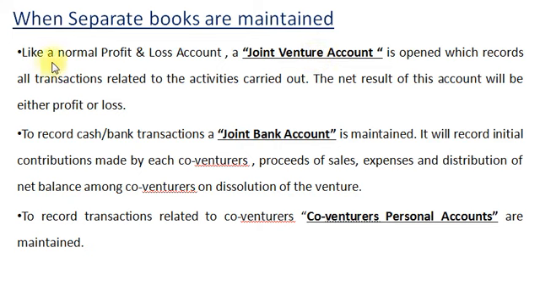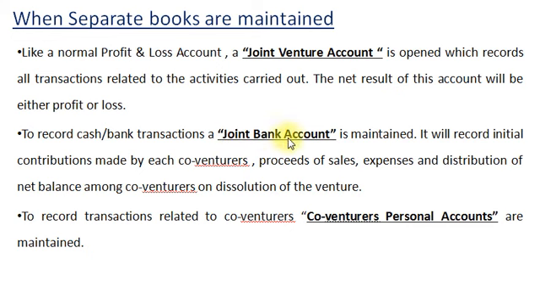Joint venture account. Like a normal profit and loss account, a joint venture account is opened which records all transactions related to the activities carried out, and the net result of this account will be either profit or loss. My dear students, joint venture account is similar to the profit and loss account, which is opened to record all transactions related to joint venture, whether it is income or expenditure. And finally, the net result of this account is either profit or loss.